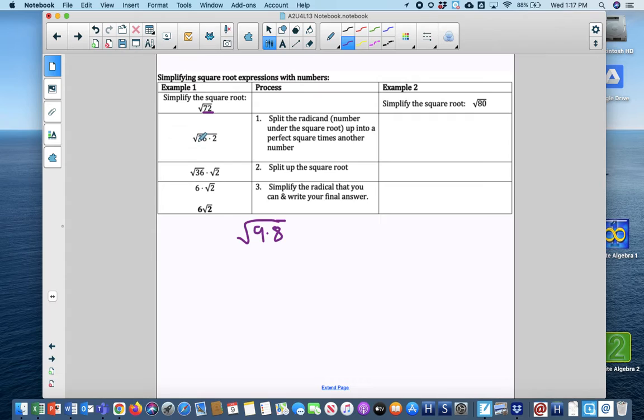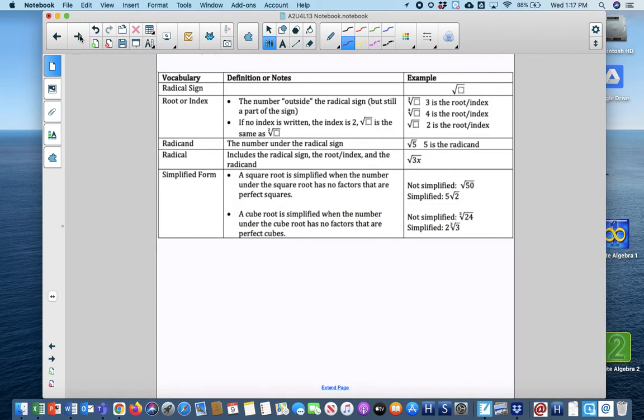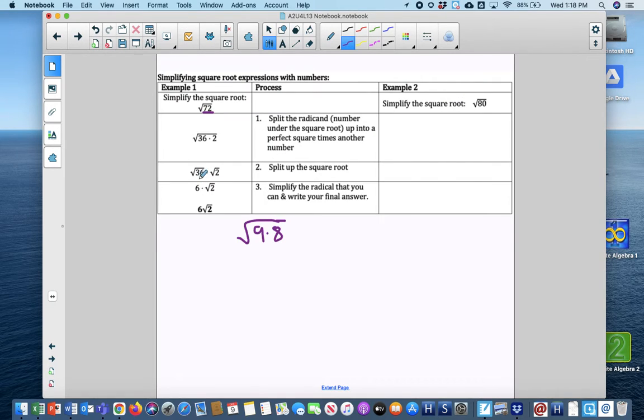So instead, if I went with the square root of 36 times the square root of 2, we're going to split up the square root. Once I get 36 times 2 to give me 72, I can write that as the square root of 36 times the square root of 2. And then, if I know my chart from back here, what is the square root of 36? Oh, it's 6. So I can just rewrite the 6 instead of the square root of 36. And then the square root of 2 is not a perfect square, so that would stay. So my final answer would be 6 square root of 2.